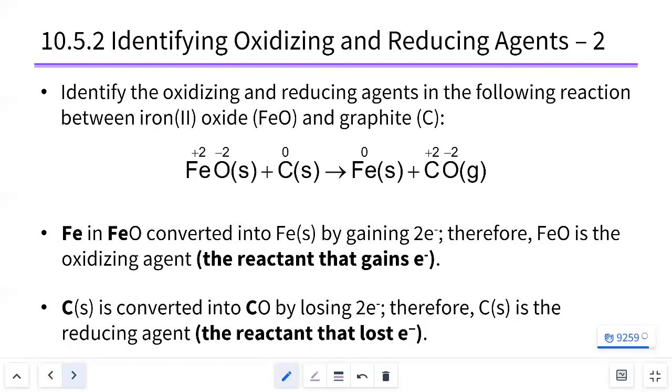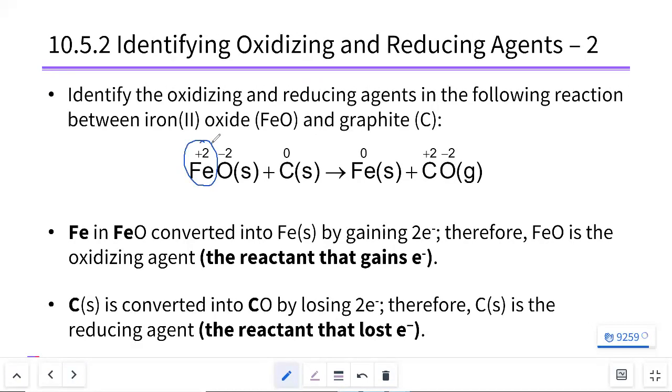If we look at the processes themselves, what we will see is that the iron in the iron oxide converts from being positively charged in the oxide to having no charge as an element. We can see in the process from going from a positive 2 oxidation state to a 0 oxidation state, it has gained electrons along the way. So we would say definitively that the iron is reduced in this process. Makes sense. The iron has lost some of that charge. It's gained electrons.